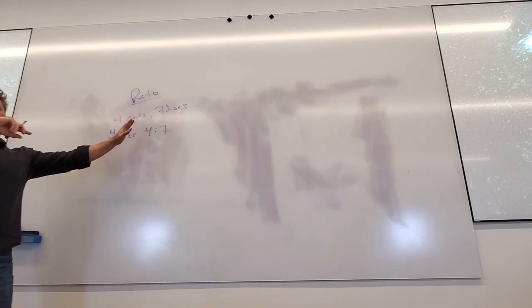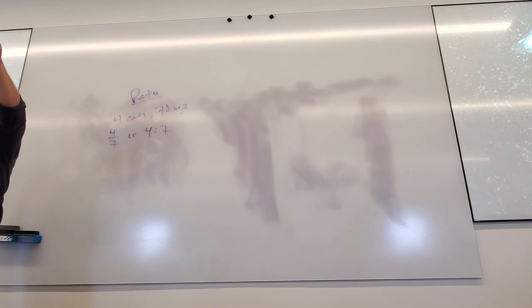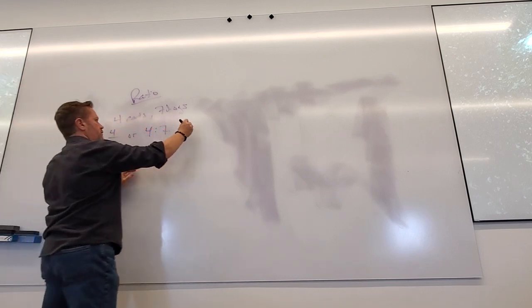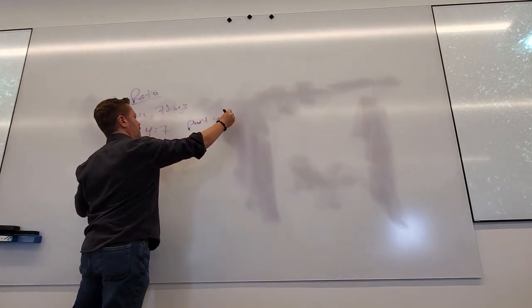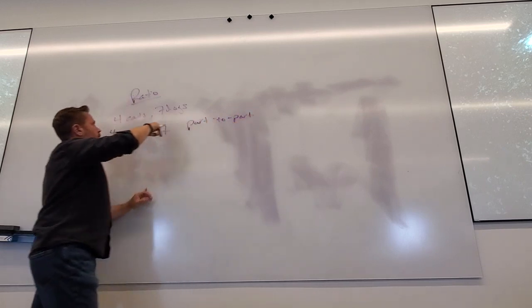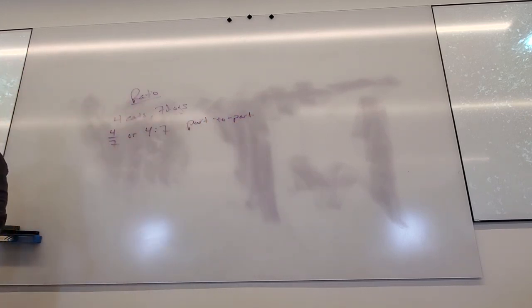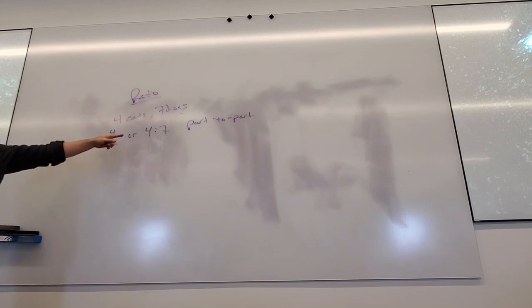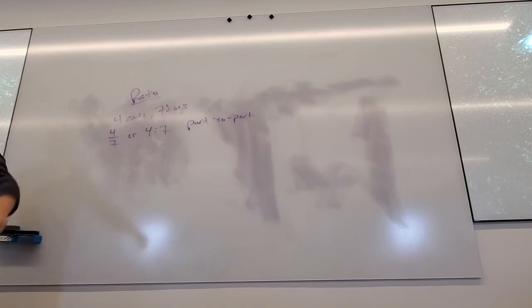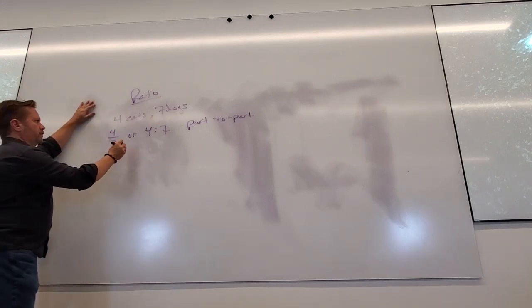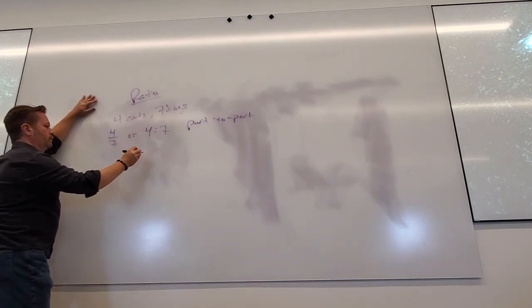This is called part to part. Because how many total animals are there? 11. 4 cats, 7 dogs, right? So there are 11 total animals. Does that number show up in either of those representations? No. Of course, the other way I could do it is 7 to 4, dogs to cats.